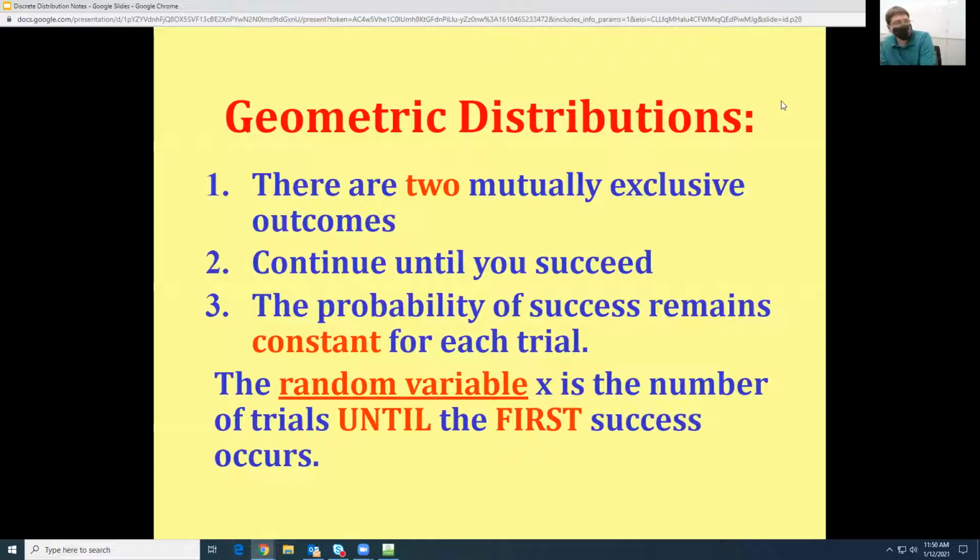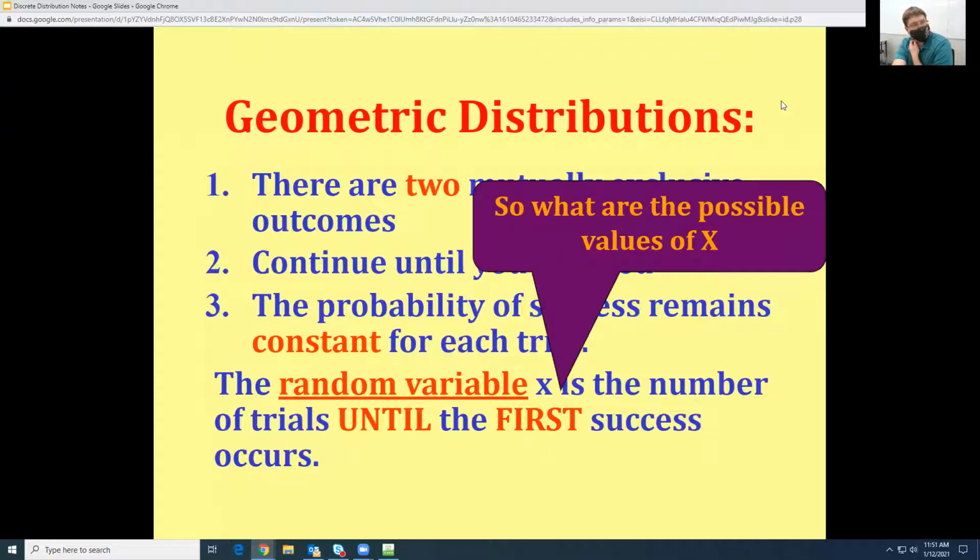So these rules still have to be in play. Again, nice thing is rule number 1, rule number 3, they're pretty much the same. Really, it's just rule number 2 that switches. I'm no longer counting successes or failures. I'm now counting trials. The success is always going to be the first success. And X is going to represent how many times it takes to get there.